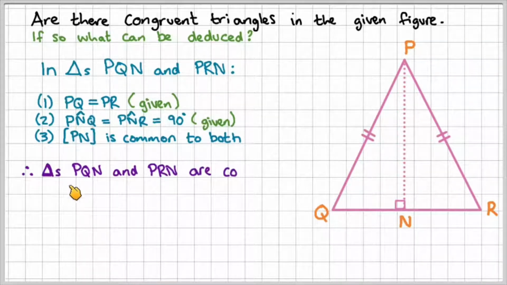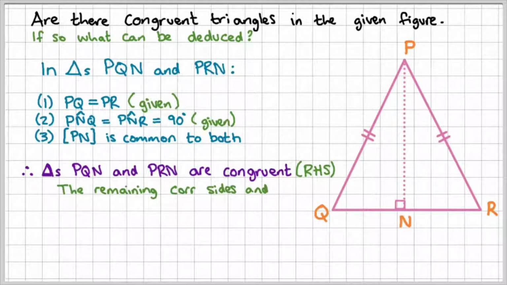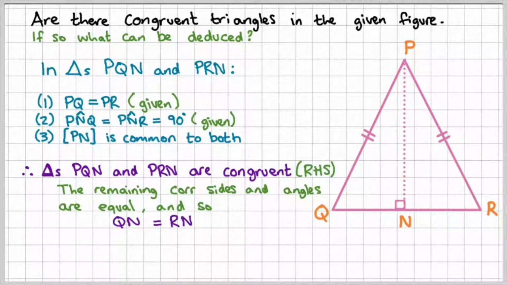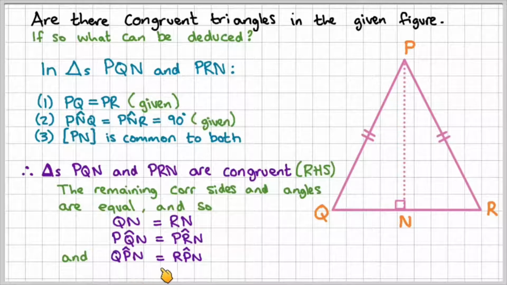So therefore, triangles PQN and PRN are congruent using RHS. They're right angle triangles, the hypotenuses are equal, and then the corresponding side is also equal. The remaining corresponding sides and angles are equal. And so that means that QN is equal to RN. The angle PQN is equal to PRN. And finally, the angle QPN is equal to RPN. So QPN is the same as RPN.